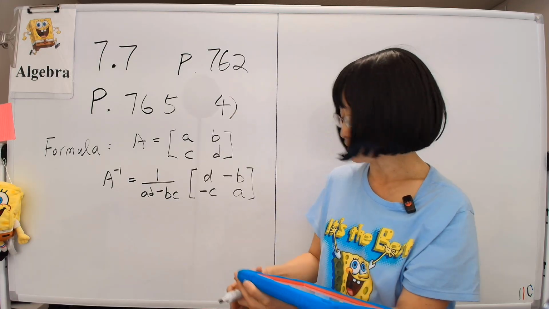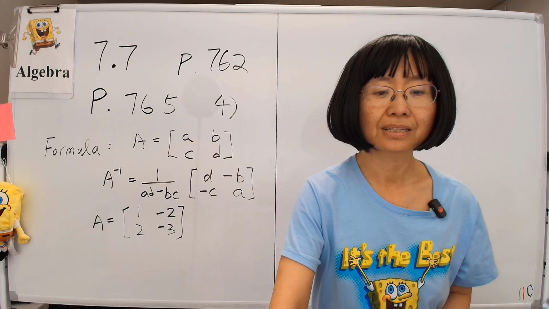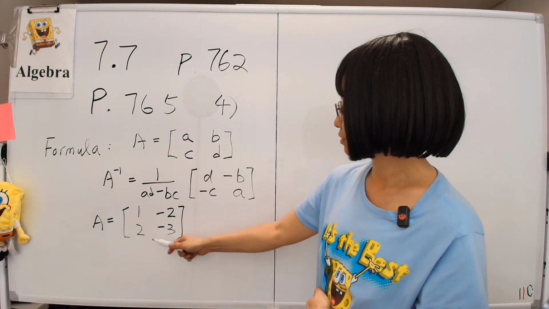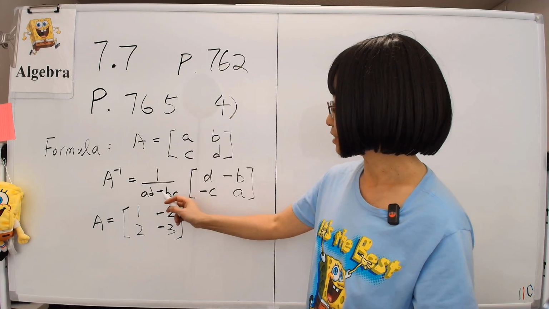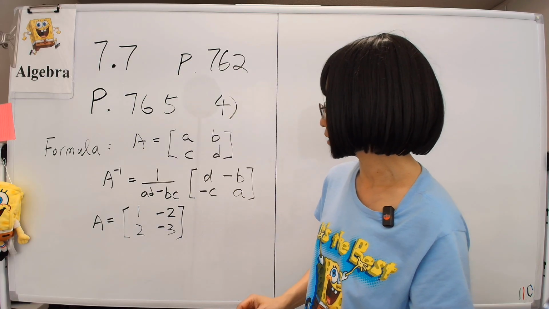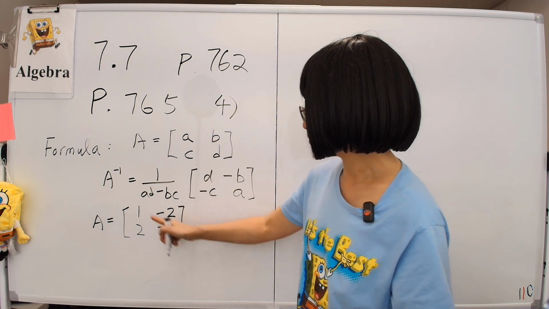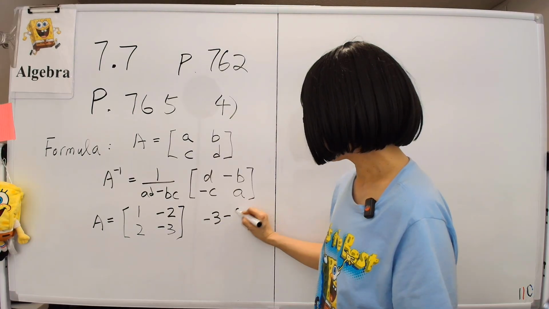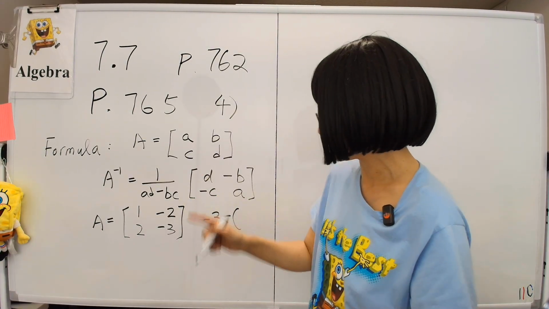So let's look at example 4. Let me write it down. I have some random matrix here: 1, minus 2, 2, minus 3. And it says that the A inverse is this thing if we follow the formula. So let's first figure out what AD minus BC is. That would be 1 times minus 3, that's minus 3. Don't forget the minus sign. I always mess up the minus sign, and then everything goes to pot.